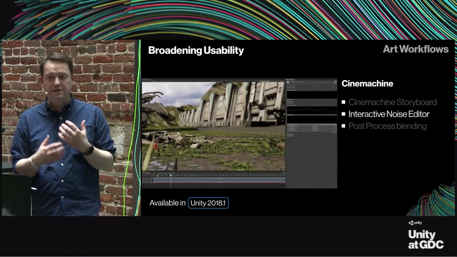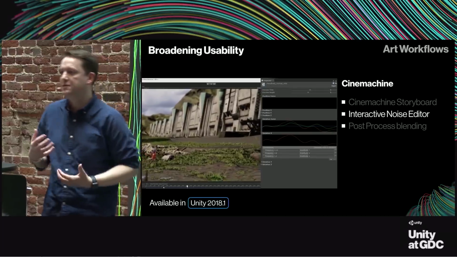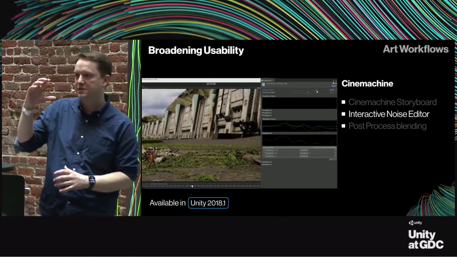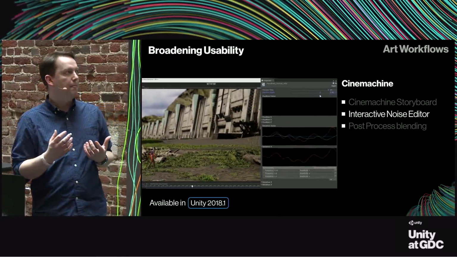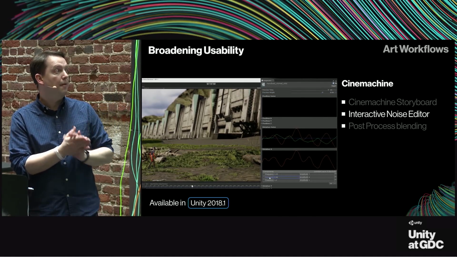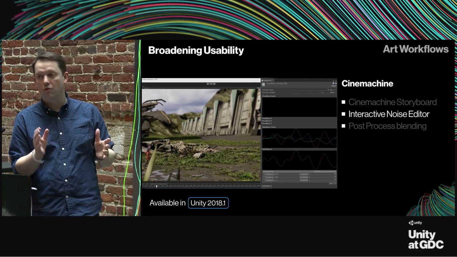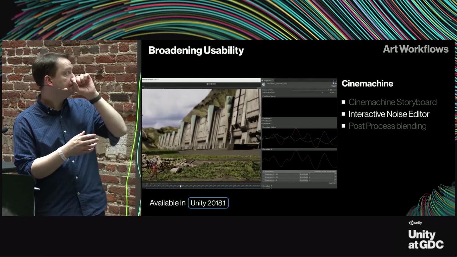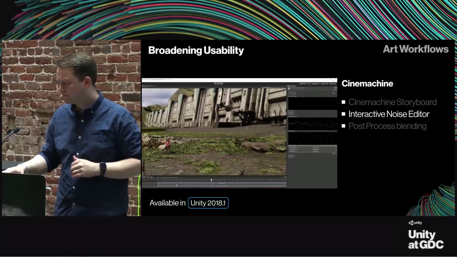Interactive noise editing. This is basically camera shake. It's being able to add noises and impulses into your camera. And this editor actually will work with any kind of signal, so it can be extended to use with more than just our Cinemachine tracks. So foot shake and so on.